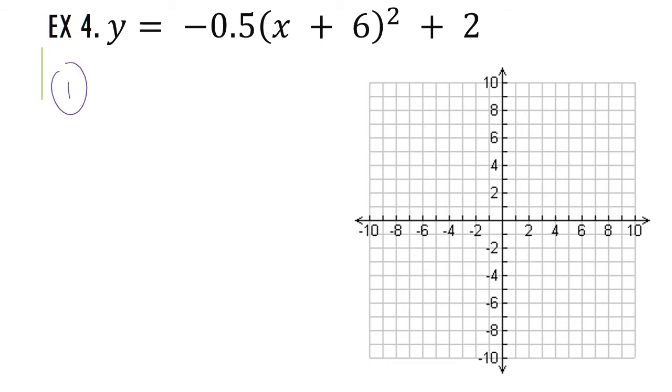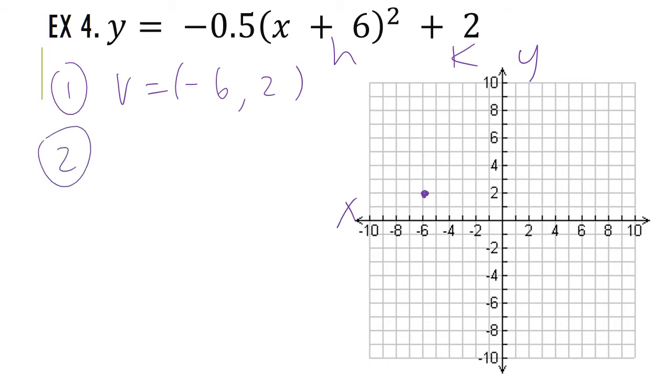Step number 1. Oh yeah, don't forget x and y, put some numbers on a grid. My vertex, there's h, there's k. H is opposite, so that's -6, and k is 2. There's a point, let's put it on. -6 and 2. Awesome. 3 magic numbers. 1, 3, 5.